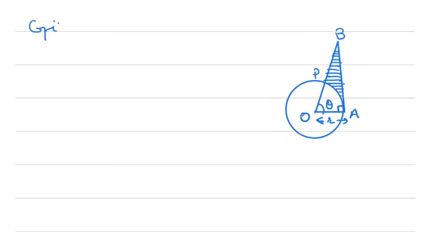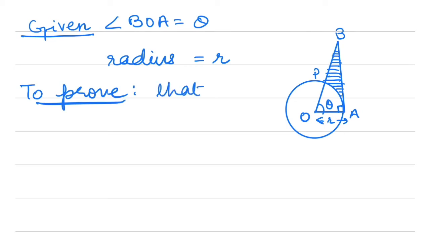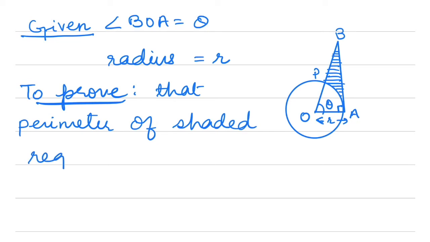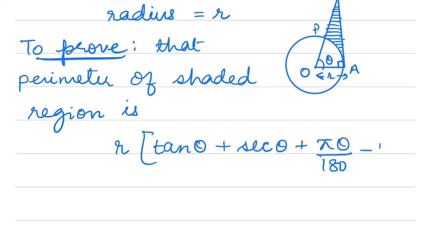We are given that angle BOA is equal to theta, radius is equal to R. We have to prove that the perimeter of the shaded region is R into tan theta plus sec theta plus pi theta by 180 minus 1.